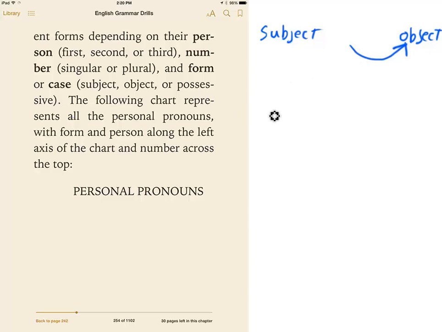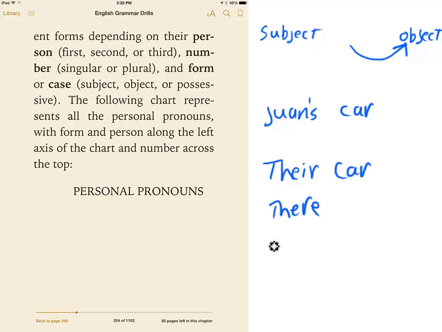And then the possessive. We've already looked at possessives and nouns. That's Juan's car. So that's a possessive, but we also have possessive pronouns, and we'll take a look at those. One possessive pronoun that you're most familiar with, of course, is their car. Not to be confused with there or they're. Obviously different uses, they sound the same, but their car is the possessive pronoun. The car belongs to them.